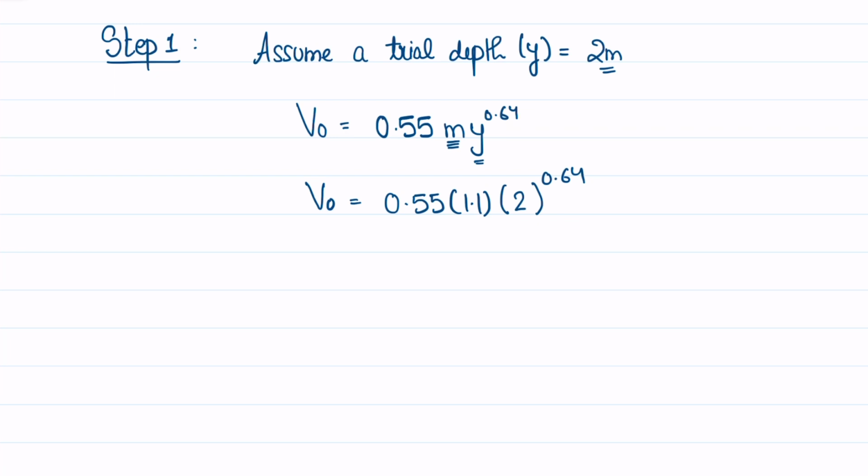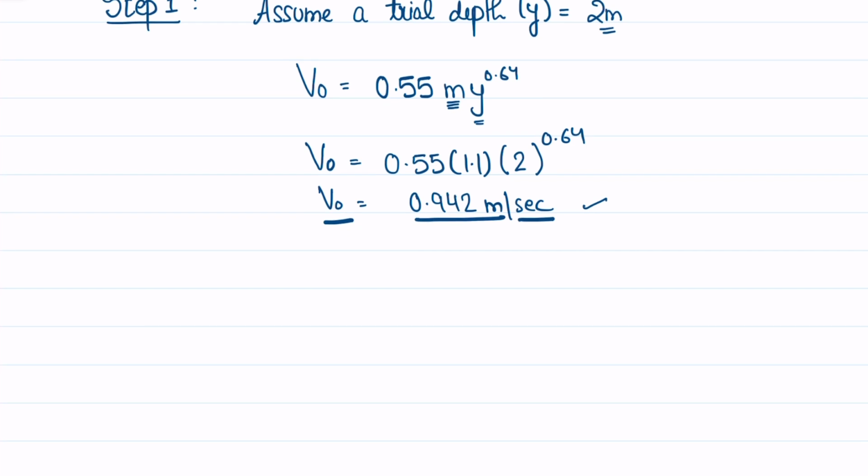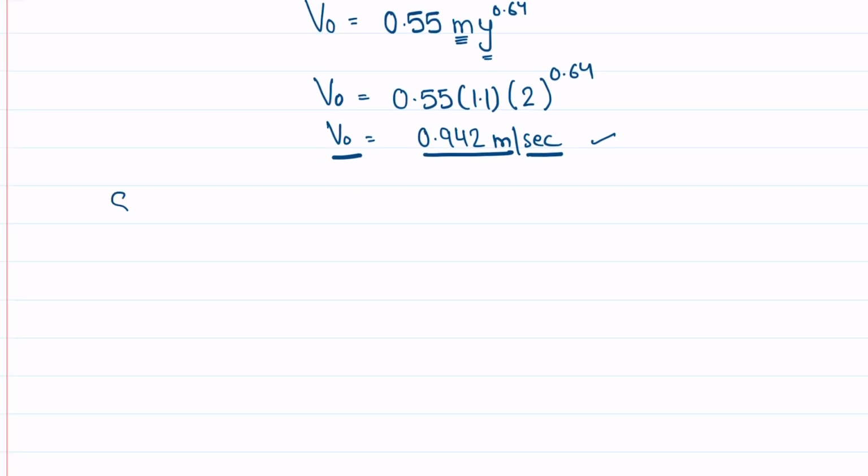All right. So if we solve this value, it will come out to be 0.942 meter per second. I hope this is the same value that you are getting in the calculator as you're solving along. So we have completed step one. Then we are going to move to step two.